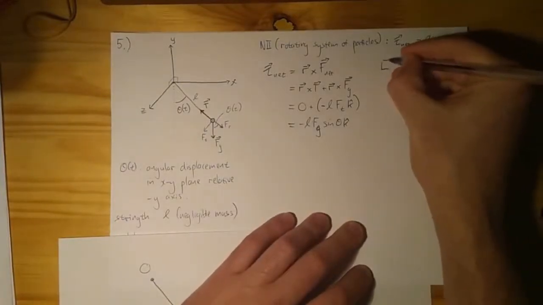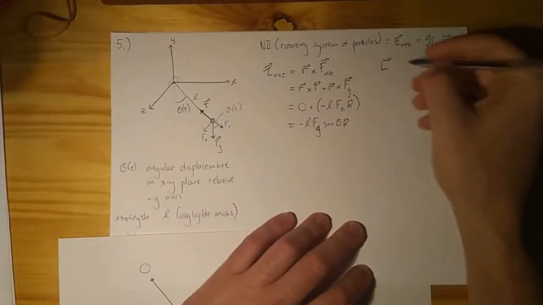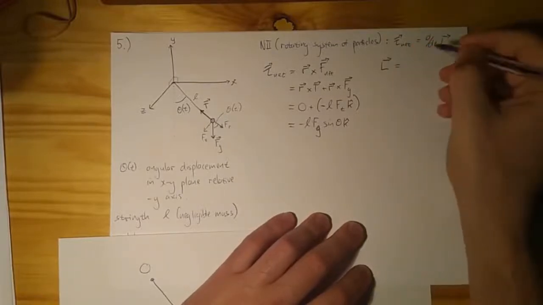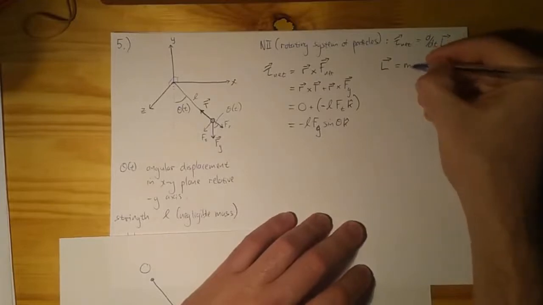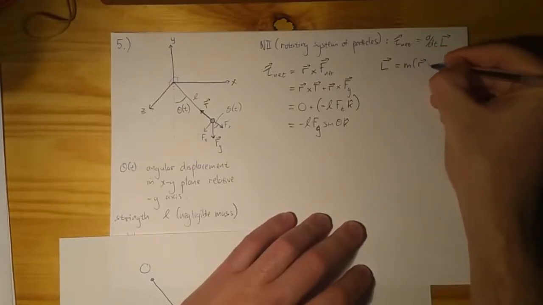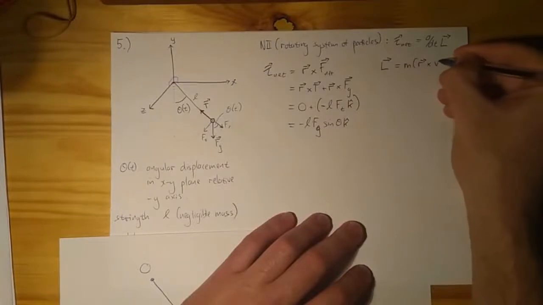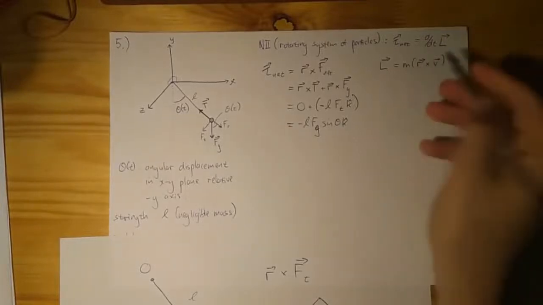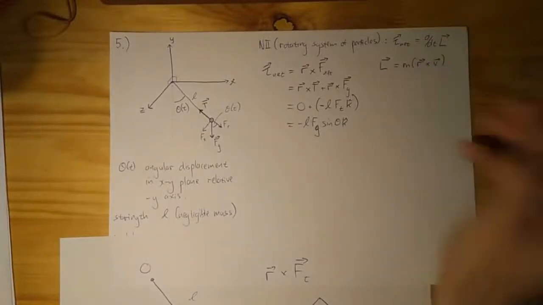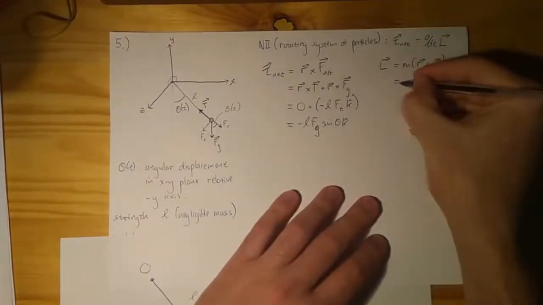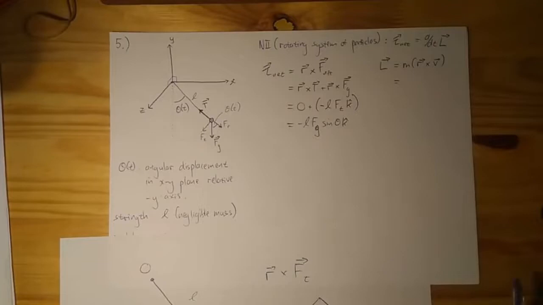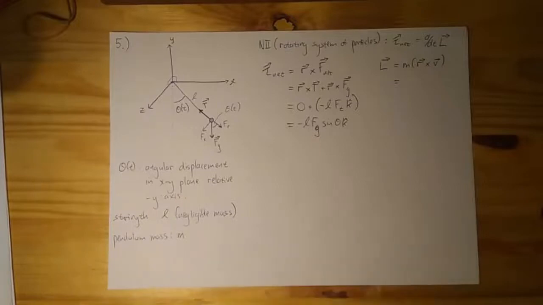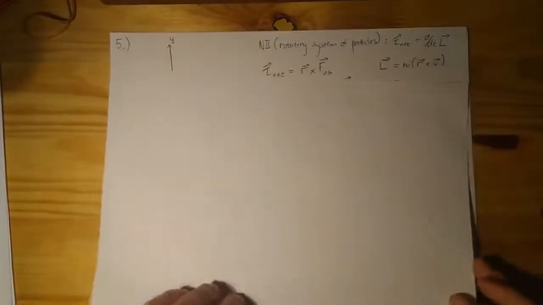So the angular momentum is therefore going to be the mass times R cross product V, or also R cross product the momentum vector. Okay, so let's see what this is. What is V in this case? Let's get another piece of paper.